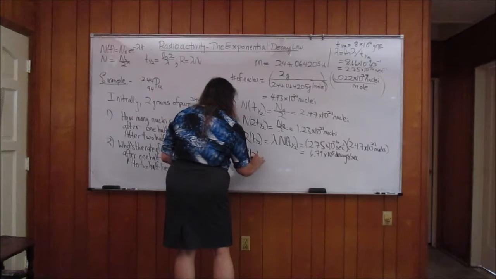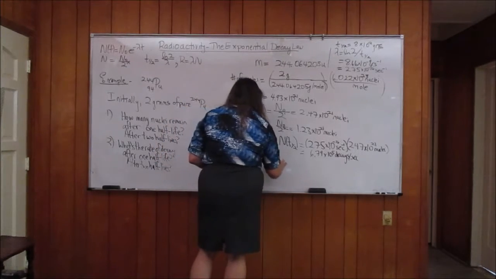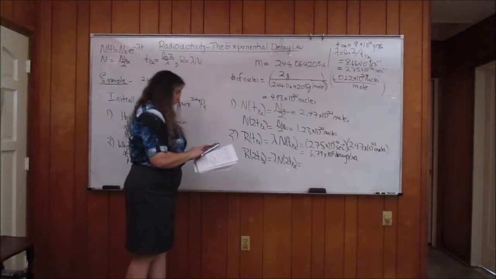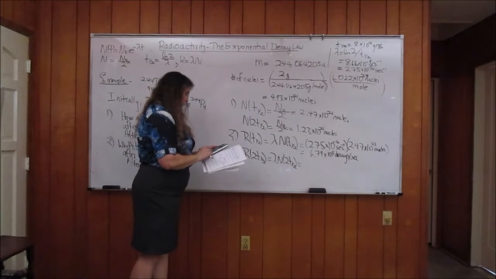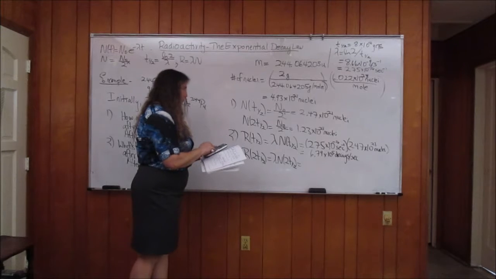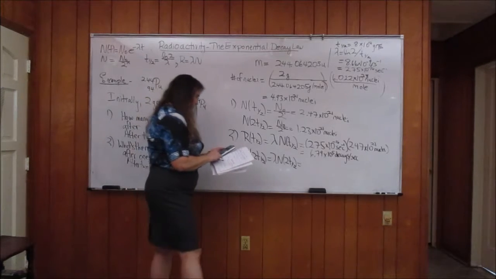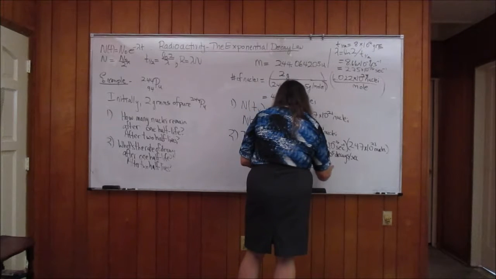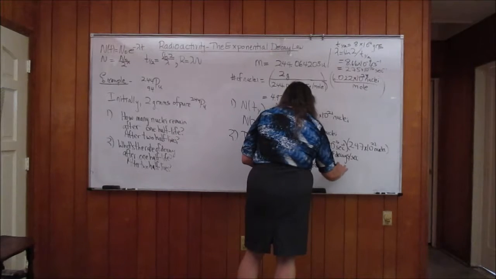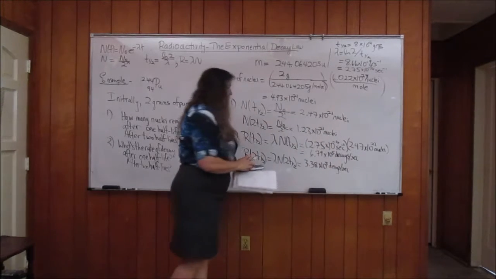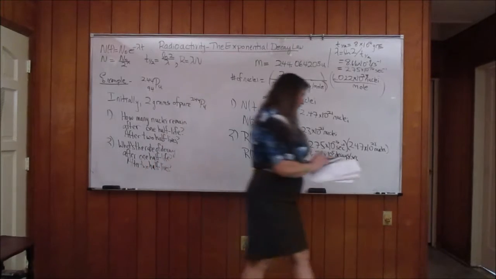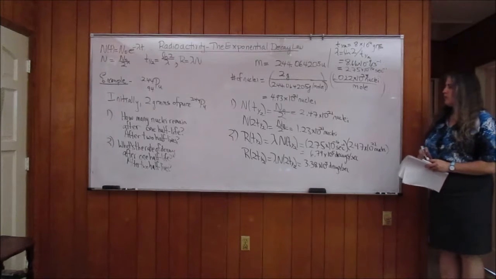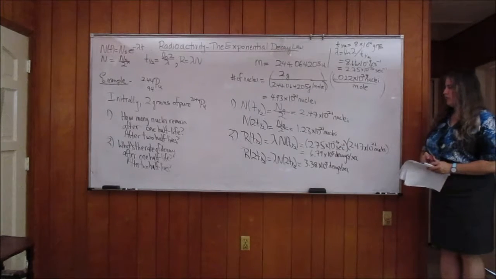And then after 2 half-lives, follow exactly the same procedure. That's equal to 3.38 times 10 to the 5th decays per second. So let me just leave that up on the board for a minute before we move on to the next example.